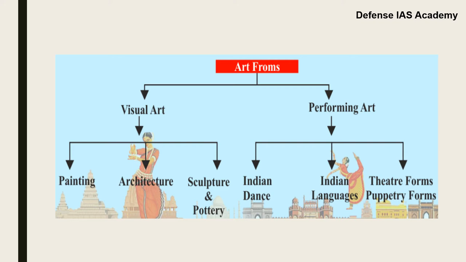So in this picture we can see that the art forms are divided into two types: visual art forms and performing art forms. The visual art forms are those which we see, which we can recognize, or which give us visual satisfaction. So the visual arts include paintings, architecture, sculpture, and poetry.